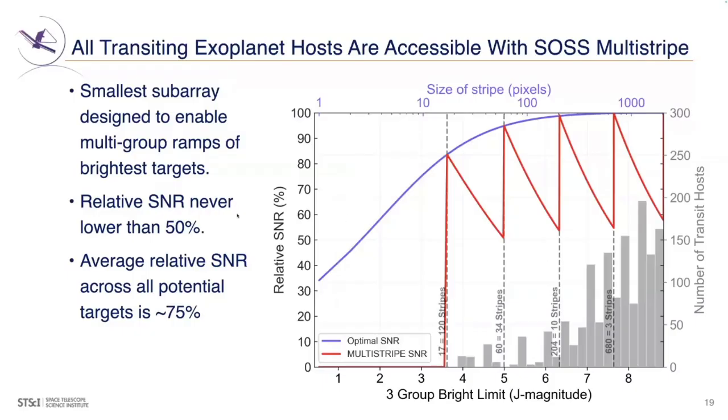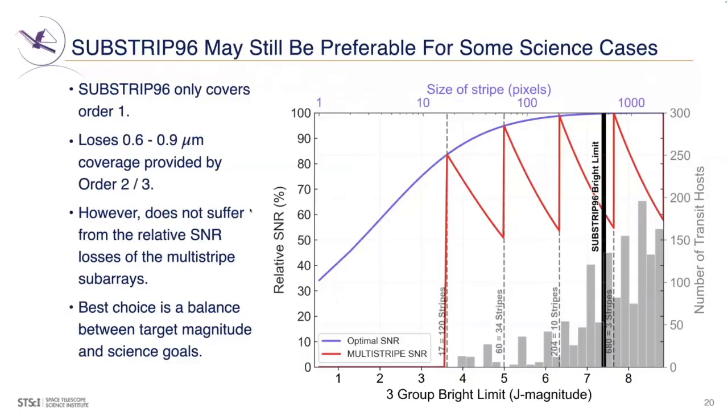Now, that might be okay for most science cases, but there's still some tricks you can play. One of them is thinking about SUBSTRIP96. That still might be preferable for some of your science cases. Yes, it only covers order 1, and you lose that short wavelength coverage from order 2. However, you don't suffer as much from these relative signal to noise losses because you're not chunking up the subarray and you're just being very efficient with your readout and always getting photons when you can. So your best choice is going to be a balance between your target magnitude and your science goals. And I'll go through a little workflow of this in a minute.